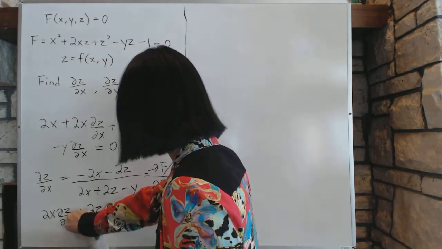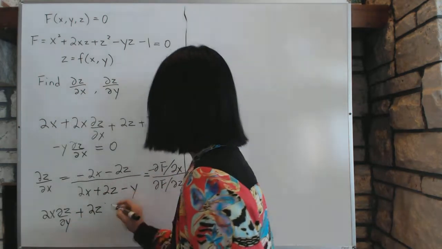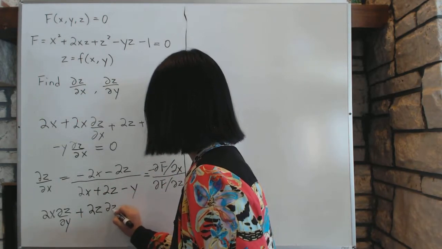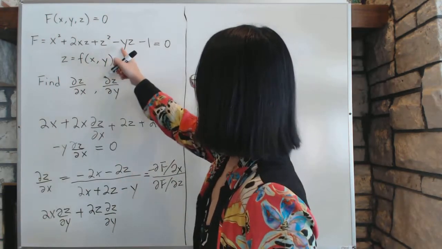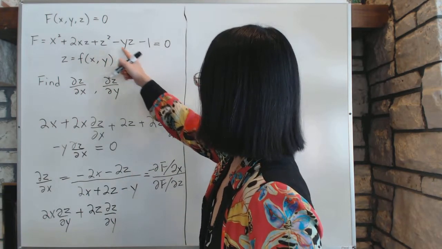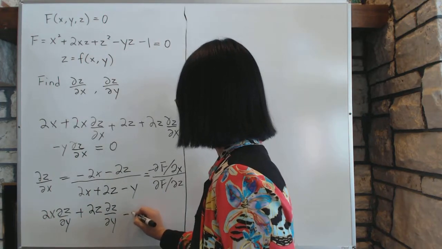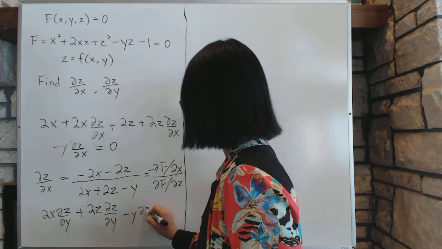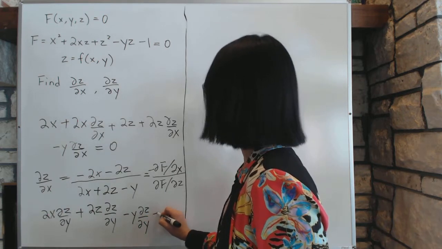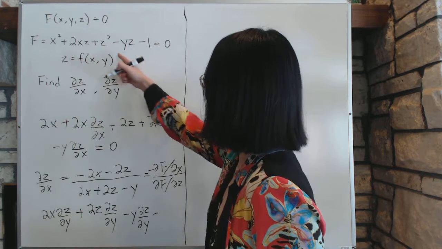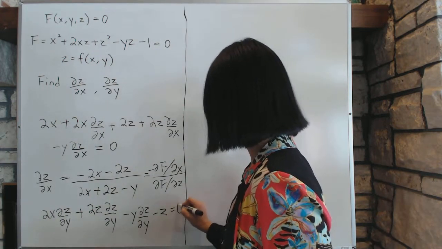I mean to say y here. We're doing y. Okay, so 2z partial z partial y, which is right here. And then with respect to y, we have minus y partial z partial y, and then minus z, and then minus c, okay, and then equal to 0.